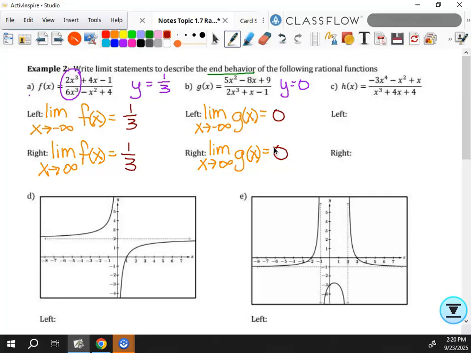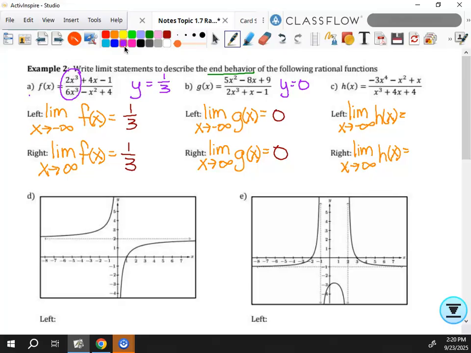All right, now let's look at the next one. Let's go ahead and fill in the first part here. Limit as x approaches negative infinity of h of x, and the limit as x approaches infinity of h of x. Now, is this function top heavy, bottom heavy, or tied in degree? Top heavy. Is it top heavy by 1? Yes. So will we have a slant asymptote? Yes. All right. So here, again, I could divide the whole thing, right?